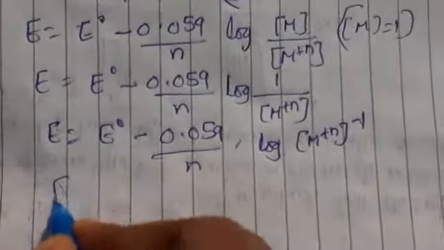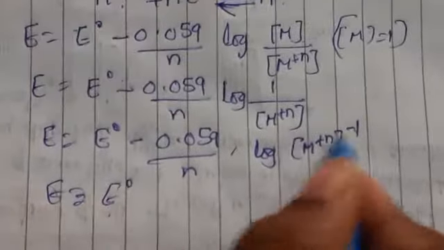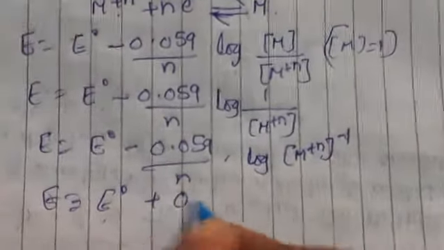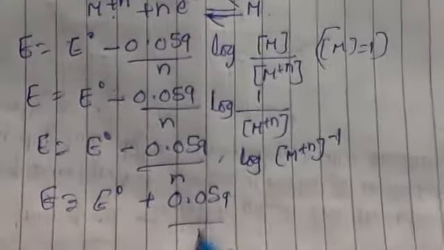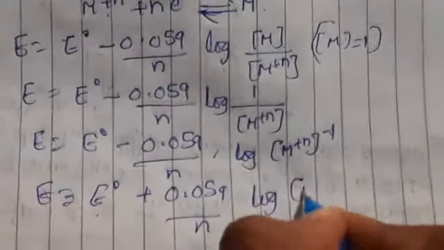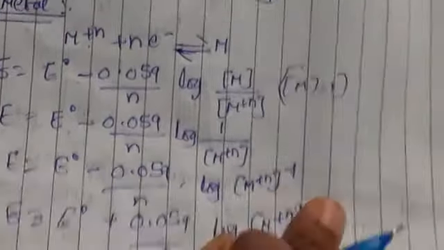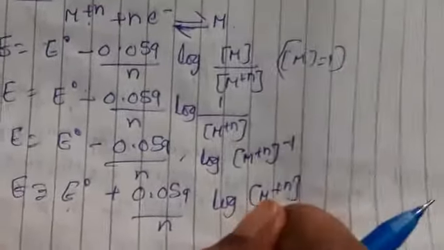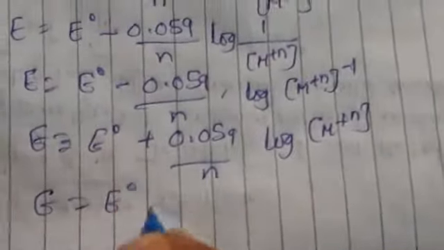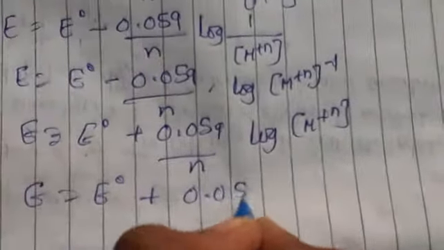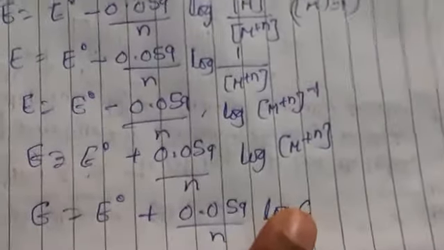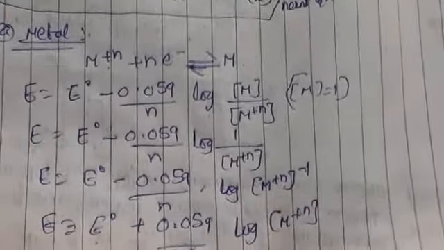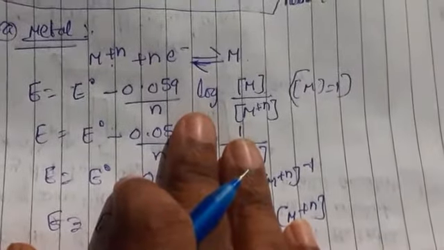So automatically what happens? E = E°, minus into minus, the charge becomes plus: 0.059/n log of the concentration of M^n+. So this is the concentration. We can write it as E = E° + (0.059/n) log C, where C indicates the concentration of the metal ion. So this is for metal electrodes.